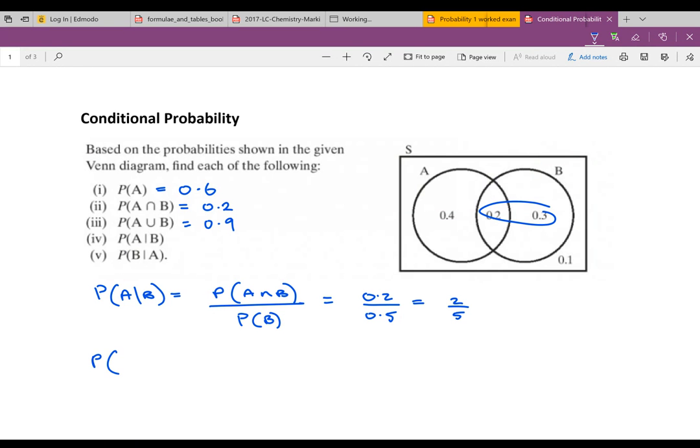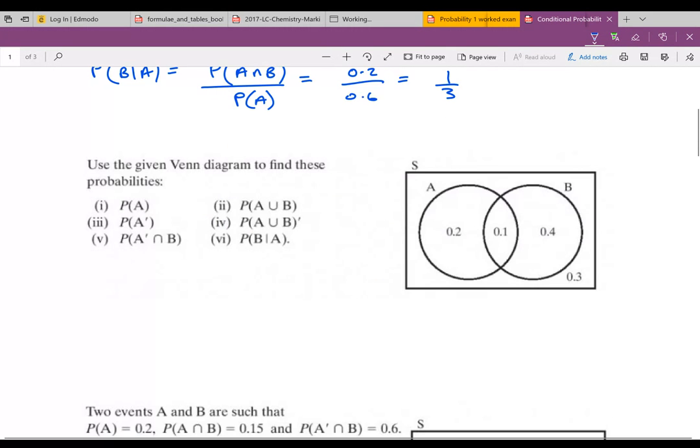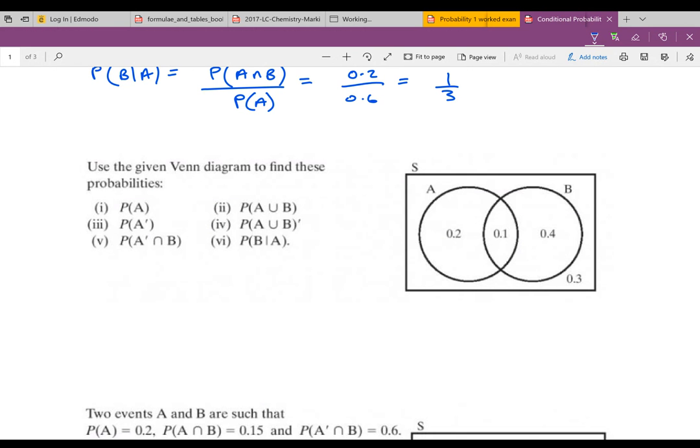Similarly, the probability of B given that A has already happened, in this case, I'm changing my formula slightly. A is the probability that's already happened, so it's taking the denominator. I'm taking the 0.2 and this time dividing it by 0.6, which gets me a probability of 1/3. The next one's just about being able to read your Venn diagrams again.